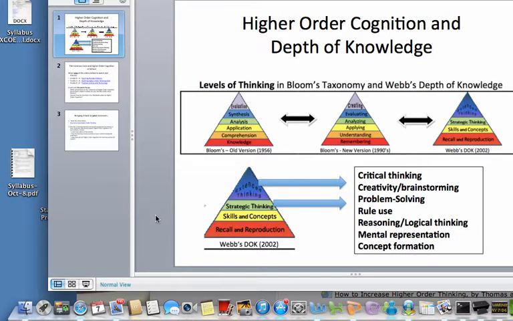These slides will help us get a little bit deeper into thinking about higher order cognition and what it looks like in the classroom, and the ways that students are asked to engage in higher order thinking through the tasks that we design, the questions that we ask, and the lessons that we teach.